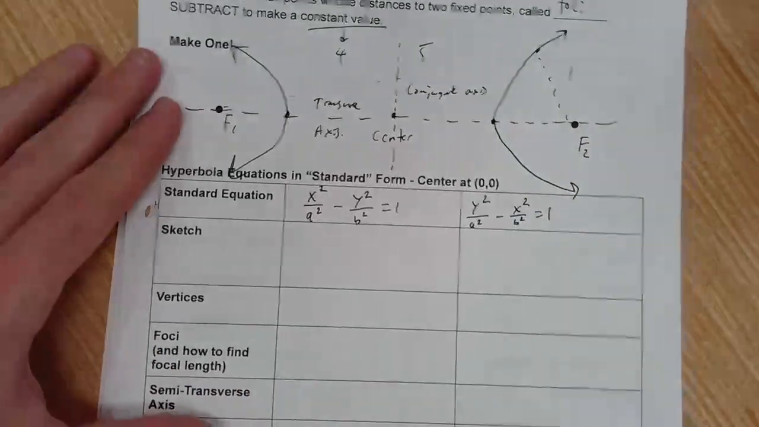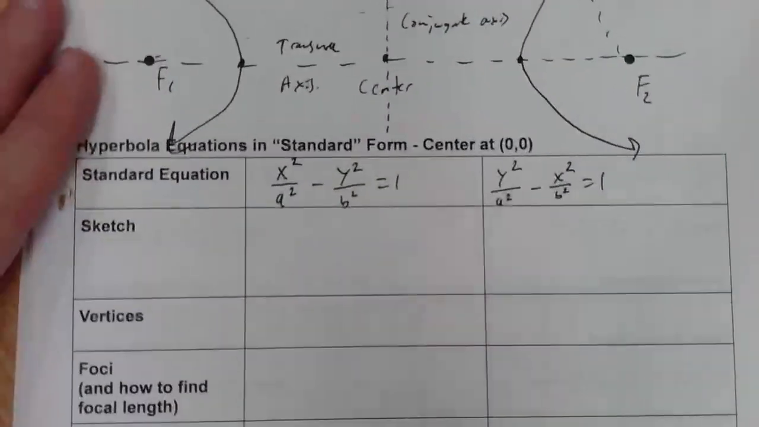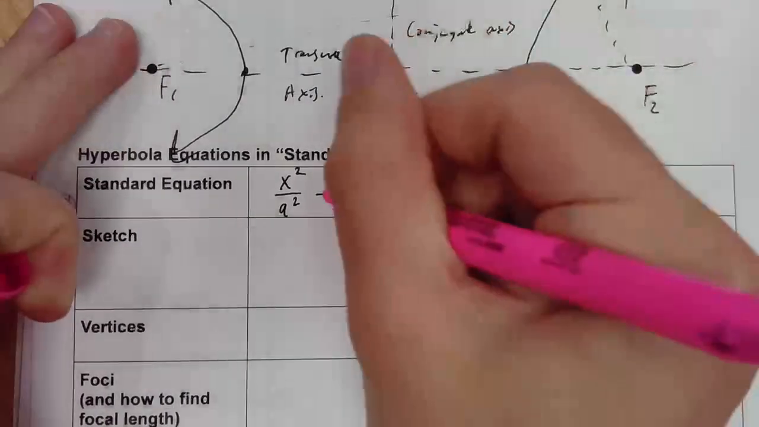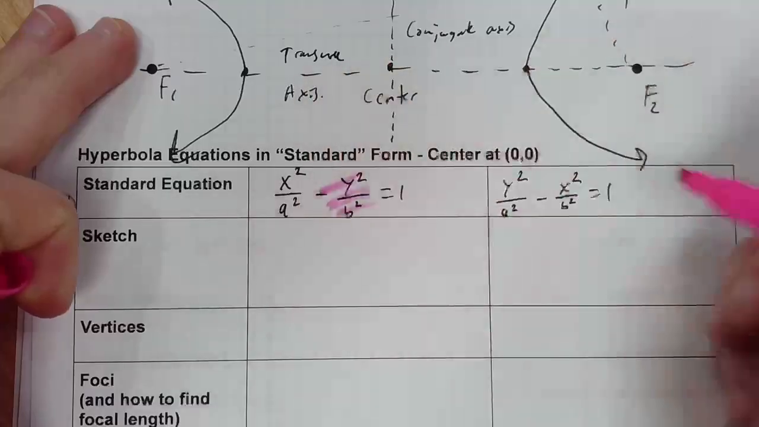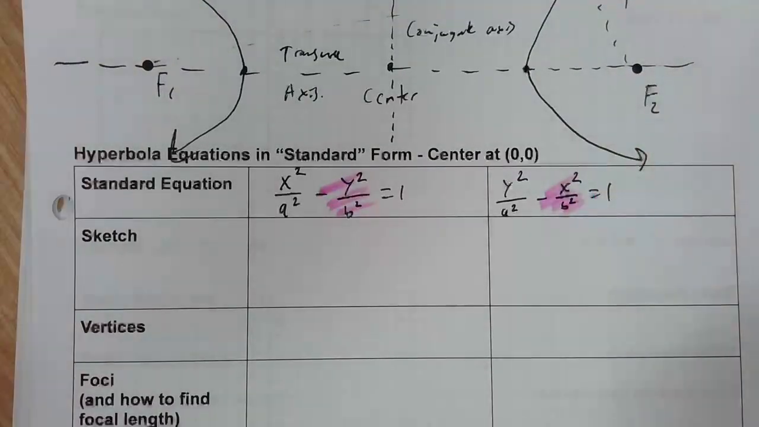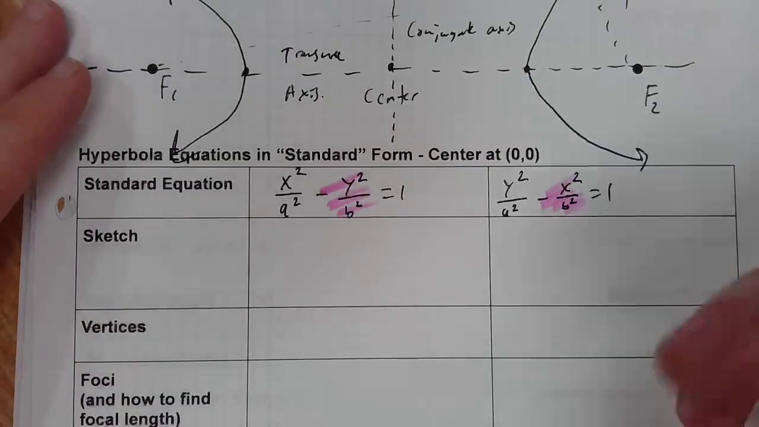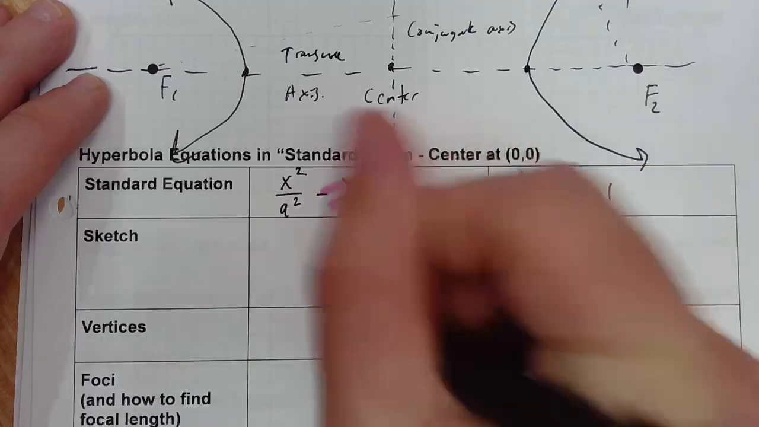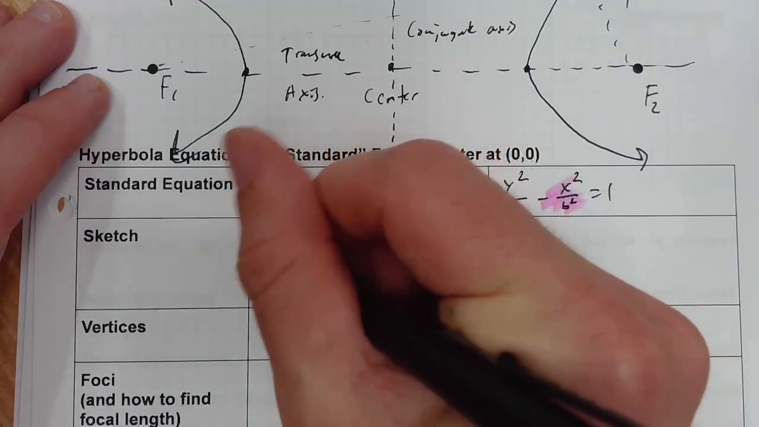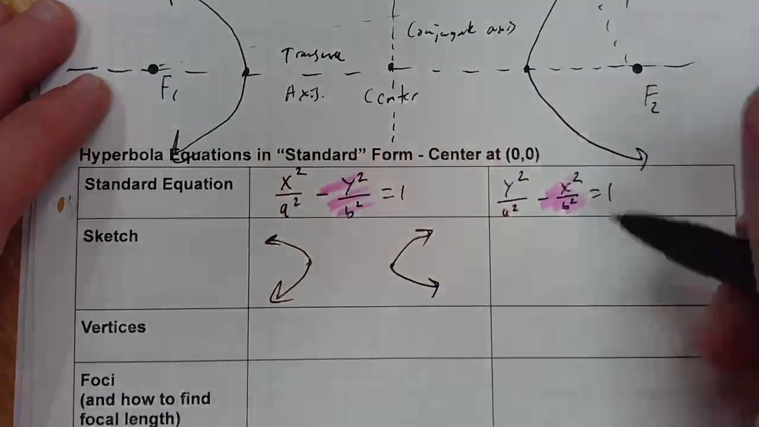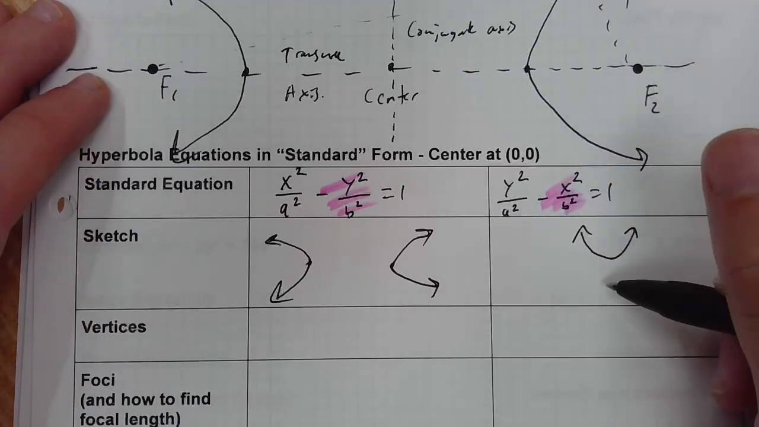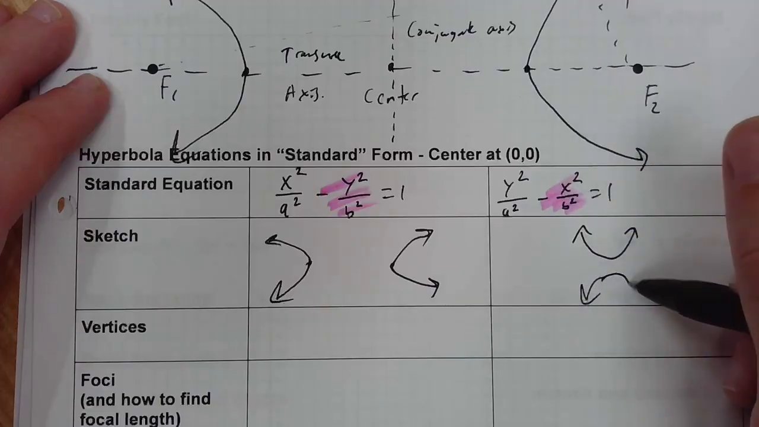Now, what's the difference between these two equations? They look really similar, right? Well, the difference is what we're subtracting. On the left, we're subtracting y squared over b squared, and over here we're subtracting x squared over b squared. That's the key, and that tells us how they look. If it's x squared minus y squared, it will be going out to the left and to the right. If it's minus x squared, we'll be going up and down. Okay.